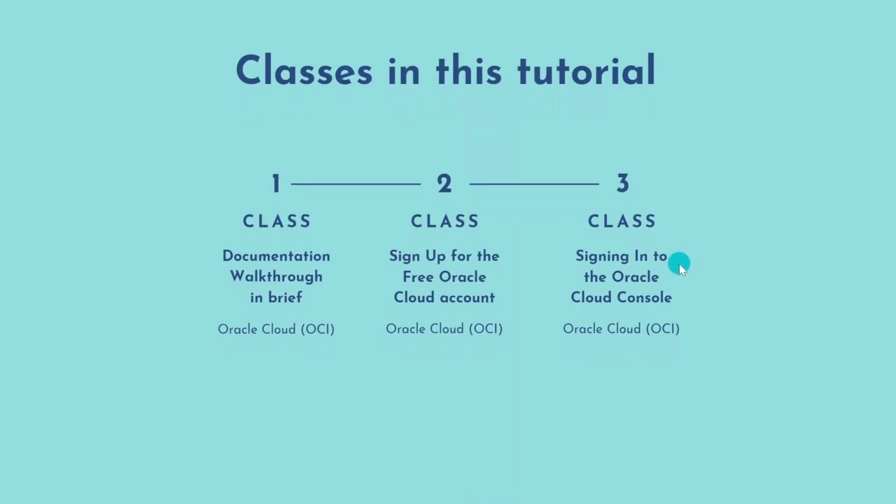This chapter is divided into 3 classes. In class number 1, we will walk through briefly the documentation for Oracle Cloud Infrastructure. In class 2, we are going to sign up for a free Oracle Cloud account which will be available for 30 days with free credits. In class number 3, with the help of the newly created cloud account or the tenancy name, we will sign into the Oracle Cloud Console with the help of a browser.